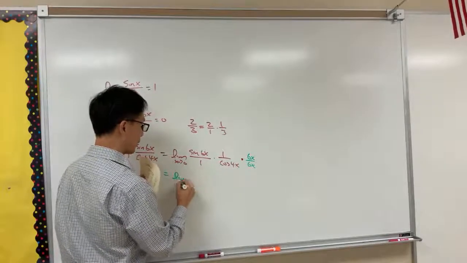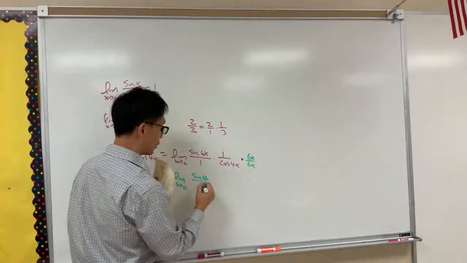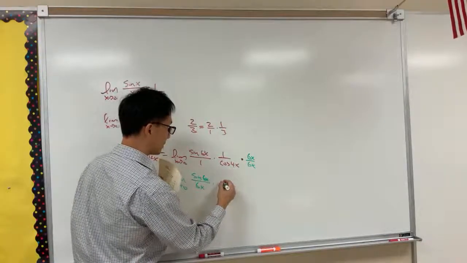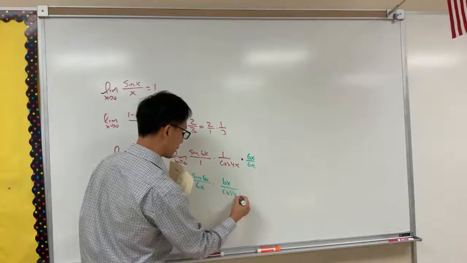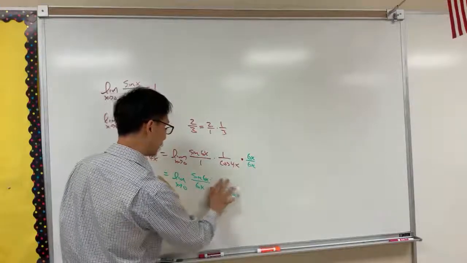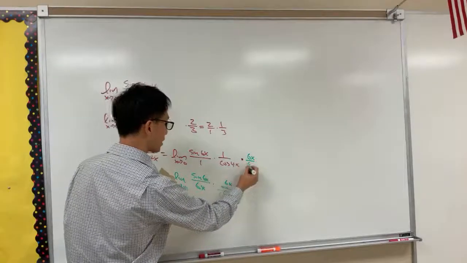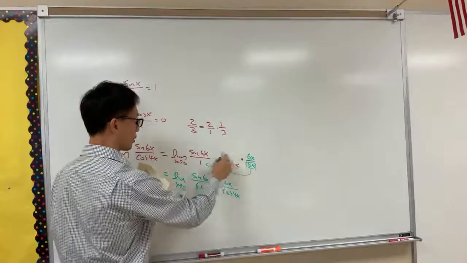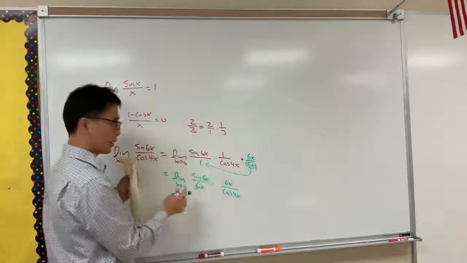So that's equal to the limit as x approaches 0 of sine of 6x over 6x, then times 6x over cosine of 4x. Now you see here that this 6x goes into here, because I just reversed it. This one goes to the top. So long as I make this happen, then that's going to be 1.